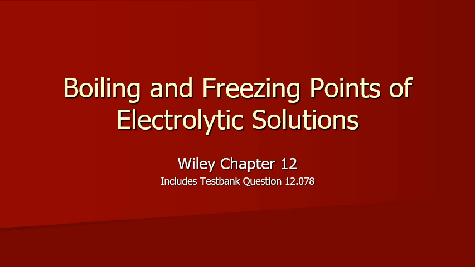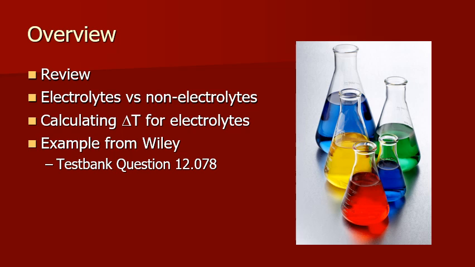In this lesson we're going to talk about boiling and freezing points of ionic solutions. This is from chapter 12 in Wiley. We will review some past concepts for boiling point elevation and freezing point depression. We'll talk about electrolytes versus non-electrolytes and how those calculations are different, calculating our temperature change for electrolyte solutions, and then we'll work an example from Wiley. That'll be the test bank question 12.078.